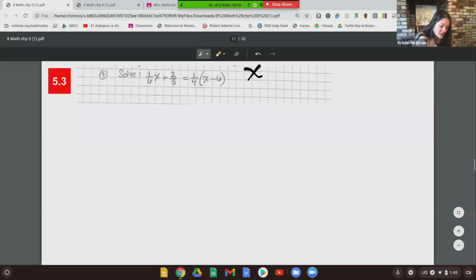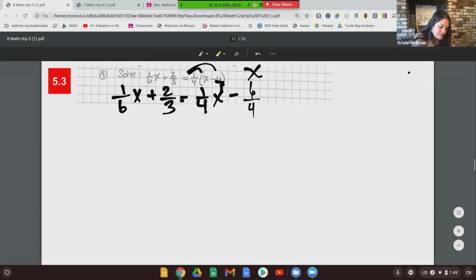So we have 1/6x plus 2/3 equals 1/4 times x minus 6. First thing we have to do is distribute right here. So that's going to give us 1/6x plus 2/3 equals 1/4 x minus, so that's 1/4, and it's really times 6/1. Well, I think my pen might be too fat. I got to go down one. Is going to be 6/4. Oh yeah, that's still fine. Okay.